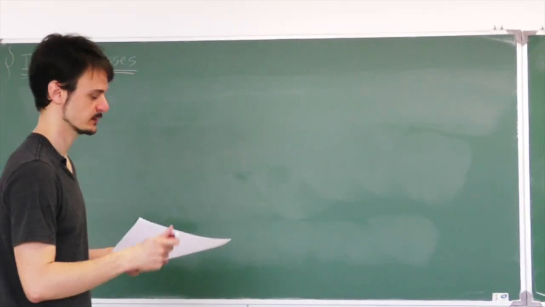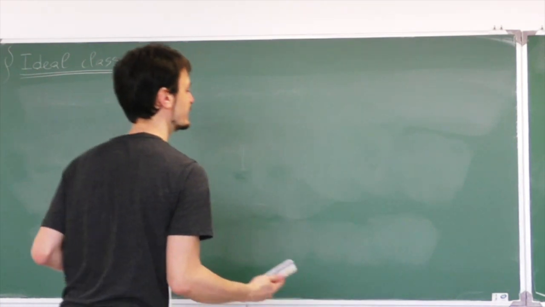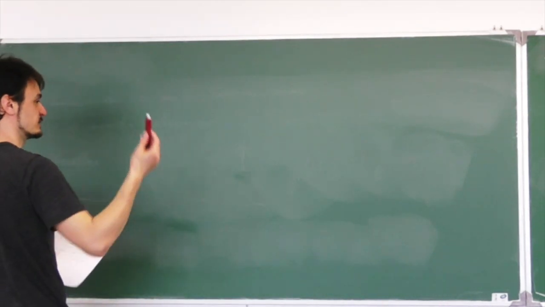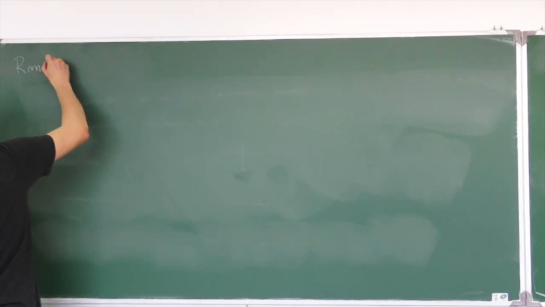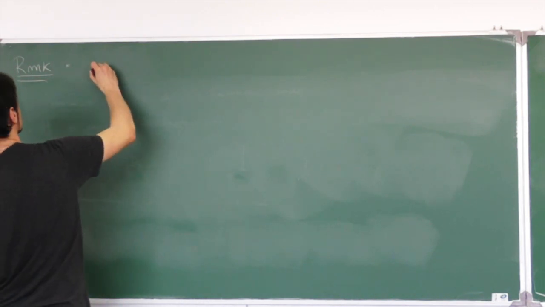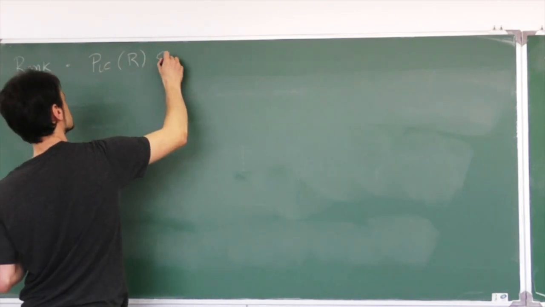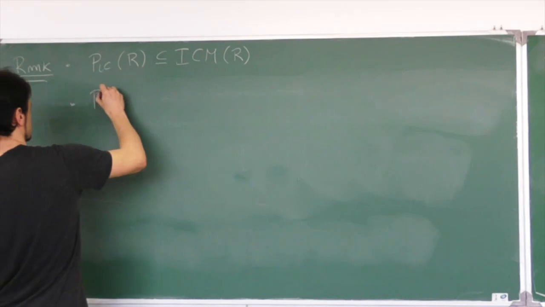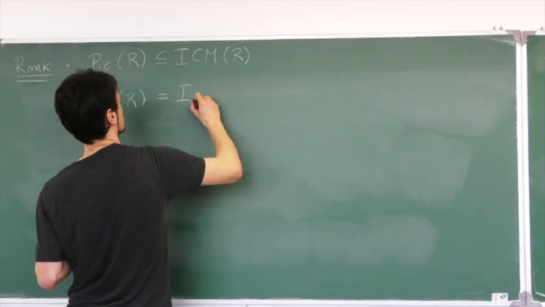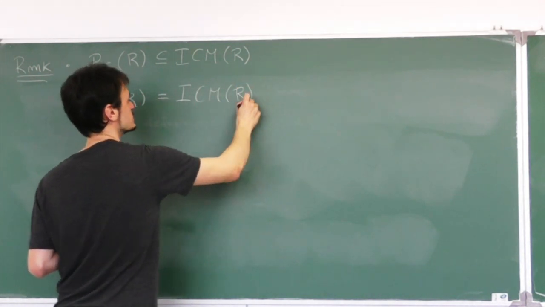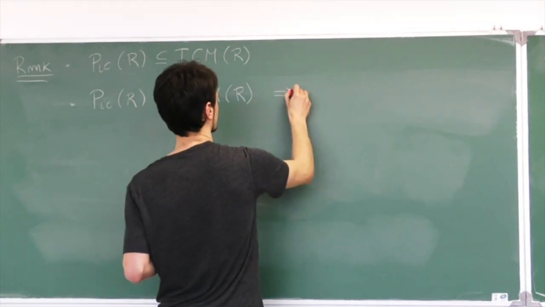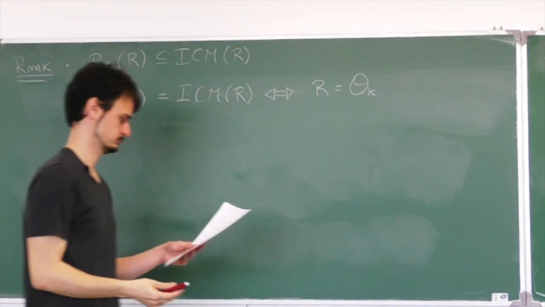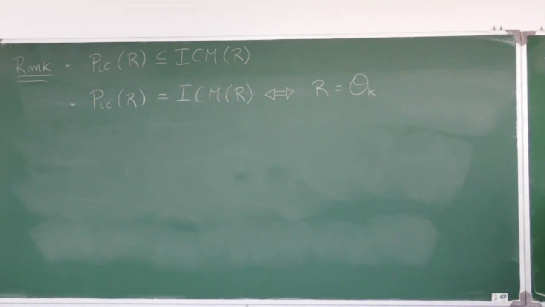Okay, and also I want to stress one thing that should be clear from the definition: the Picard group is a subset, a subgroup actually, of the ideal class monoid. And moreover, we have equality if and only if every ideal is invertible in R, which we have seen in the last video at the very end, that is the same as asking that R is the maximal order of the étale algebra. Okay, cool.